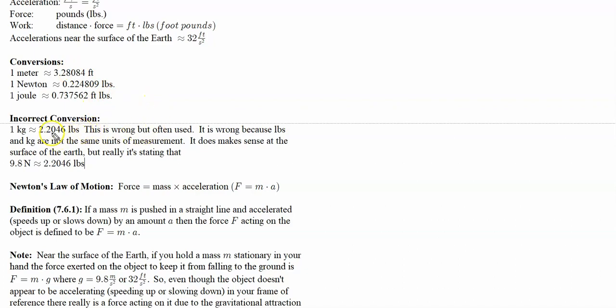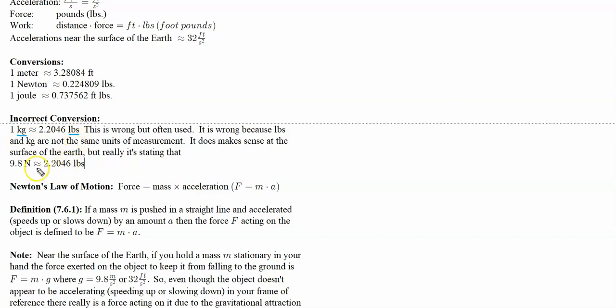Now here's an incorrect conversion that people oftentimes use. You'll see many people state that 1 kilogram is approximately 2.2 pounds. That's really not correct to state, because these are two different units. A kilogram is a statement about mass, whereas a pound is a statement about force. Now near the surface of the Earth, it's sort of okay to think of this conversion equation at the surface of the Earth.